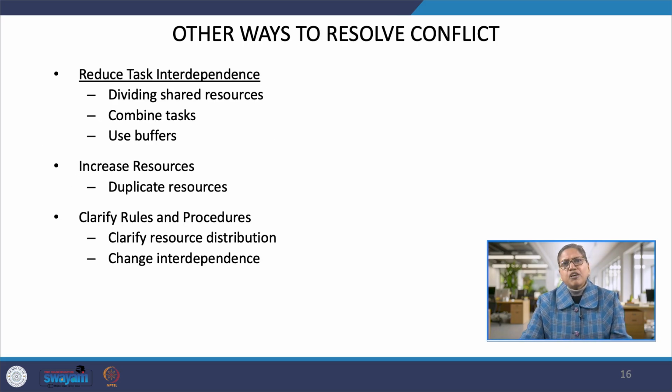Other ways to resolve conflict are to reduce task interdependence by dividing shared resources, combining tasks, or using buffers. Increase resources, duplicate resources, clarify rules and procedures. If there is no ambiguity, and the rules and procedures are very clearly explained, it will clarify resource distribution and interdependence. All the rules are very clear and it reduces any conflict.